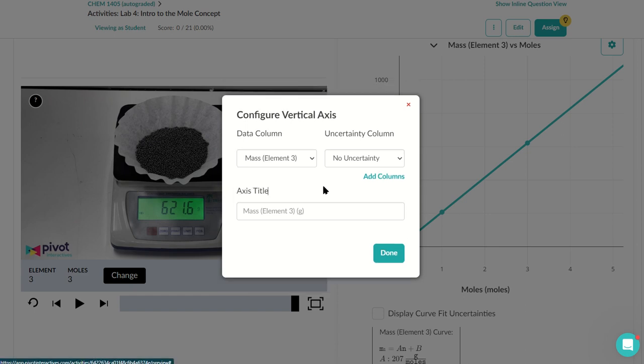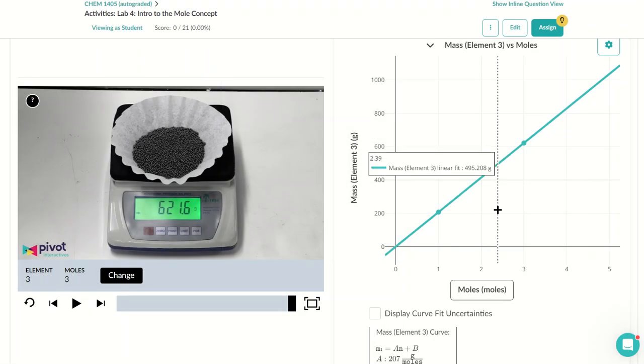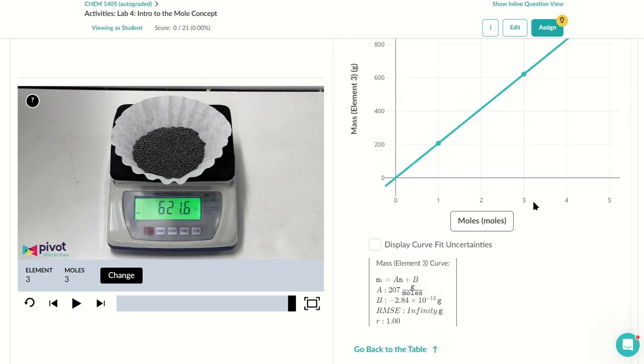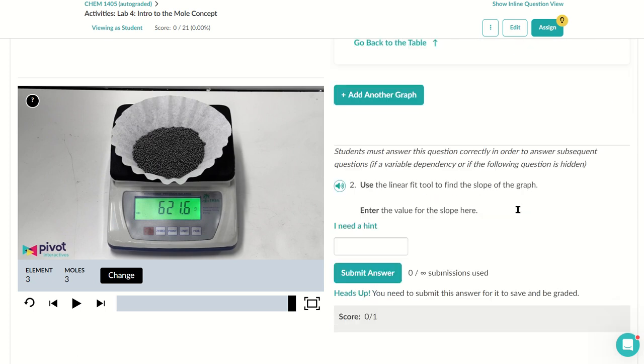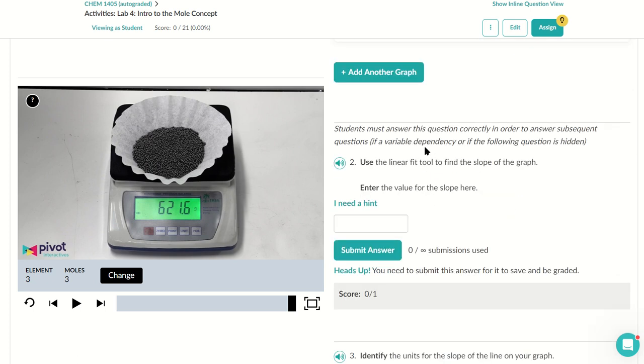This we can remove that. It just needs to be one. And then it'll give you this trend line. Now, from here, you're going to answer some questions. Students must answer this question, right? In order to get to everything else.